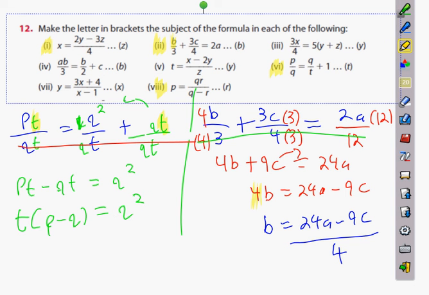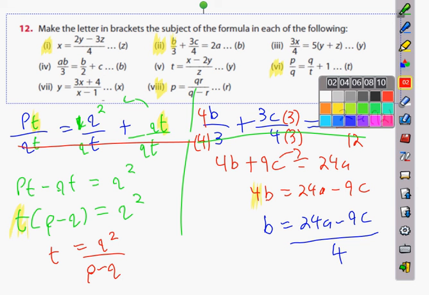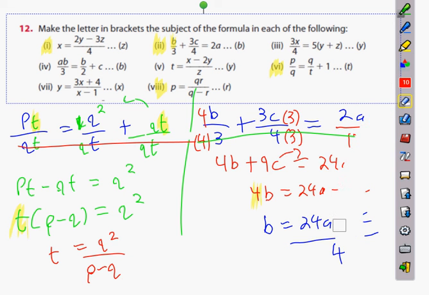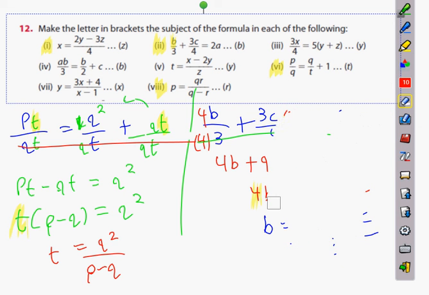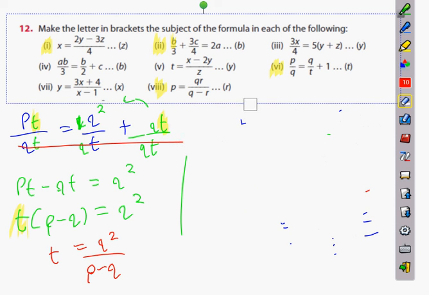Can anybody tell me when we want to get T on its own, what happens to the P minus Q? Goes under. So T equals Q squared all divided by P minus Q. Difficult question, I have to say, difficult. Okay. Now, after that, what we have is part 7.